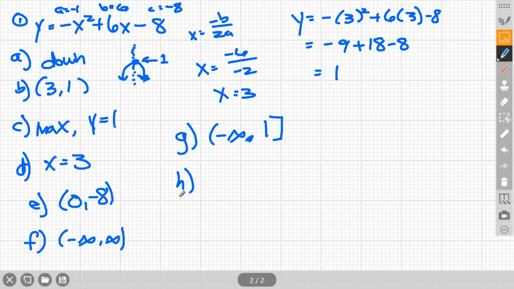H, graph it. Okay, my graph's not really that great. I'll graph it over here in a second.